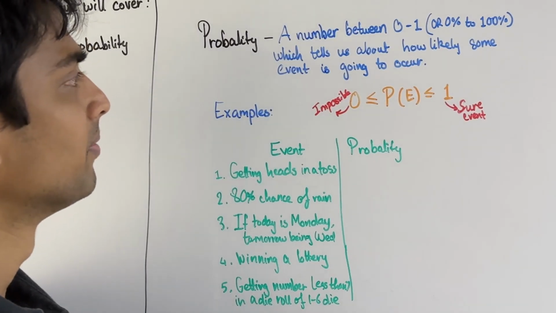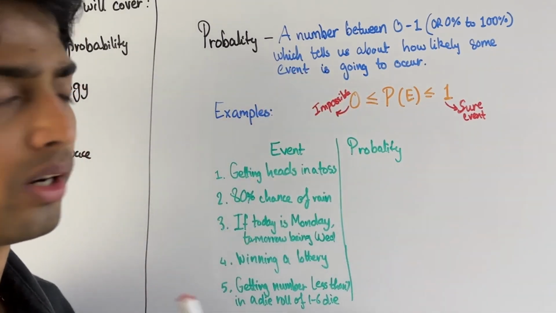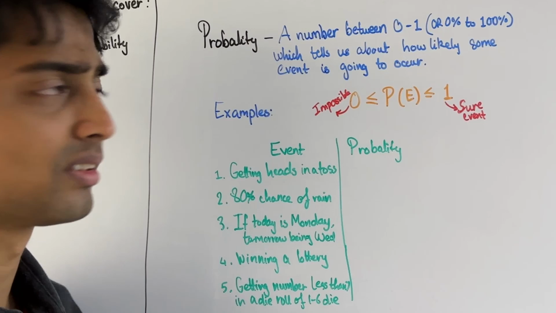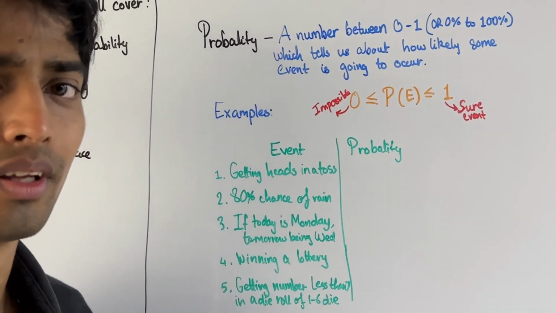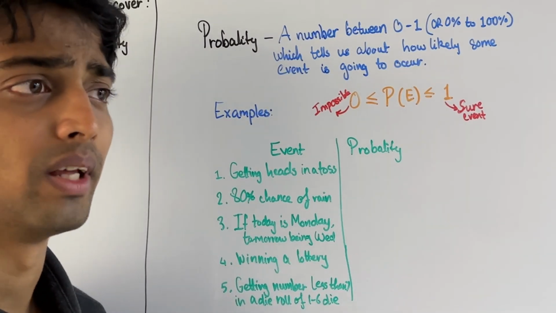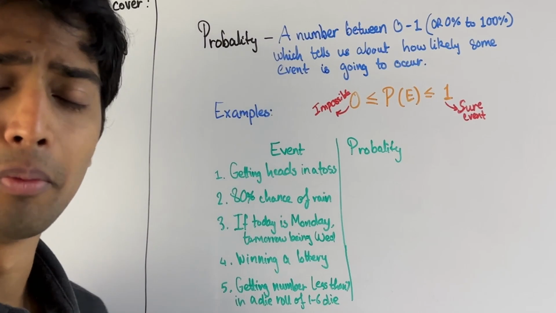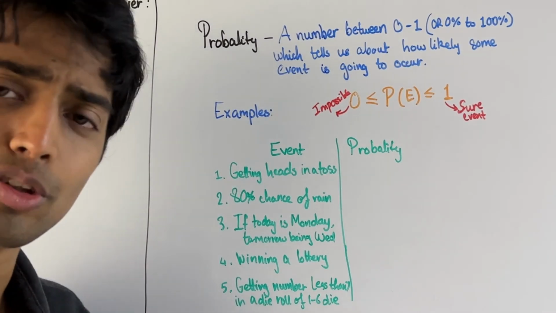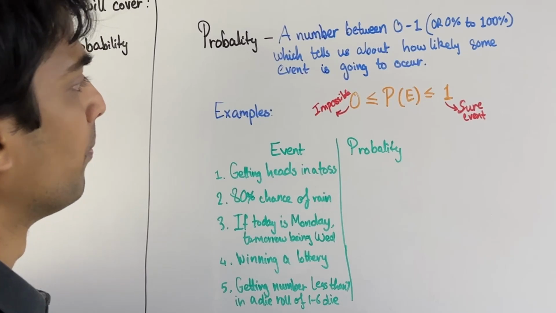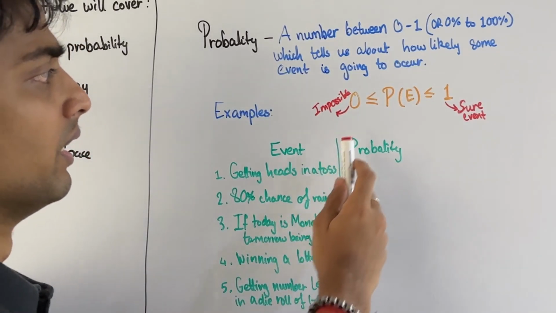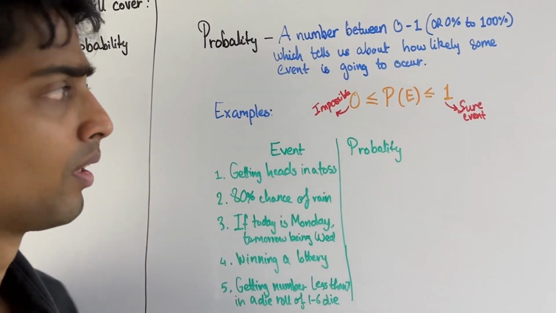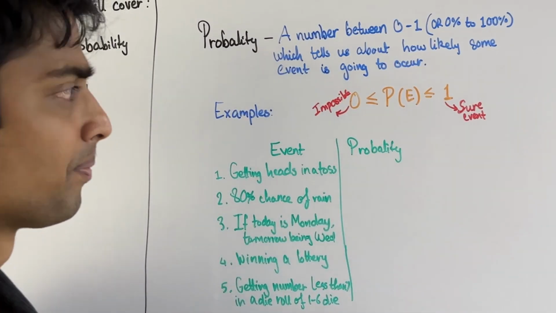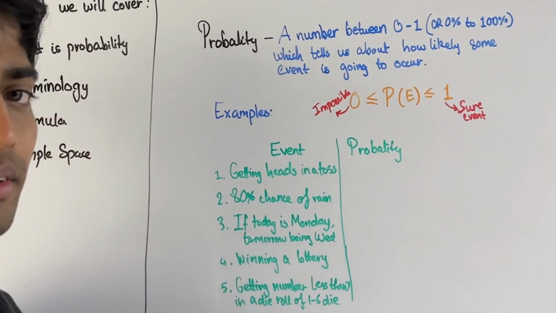What is probability? A number between 0 to 1 or 0% to 100% which tells us about how likely some event is going to occur. Now you must have heard in the news that the probability of rain is 80% or 70%. So that is all probability. Now it always is between 0 to 1, where 0 being an impossible event and 1 being a sure event. Now let's look at some examples.